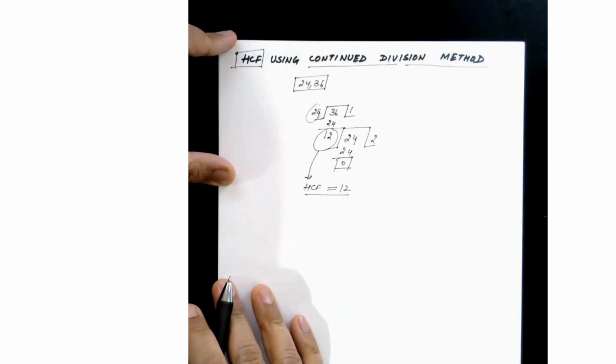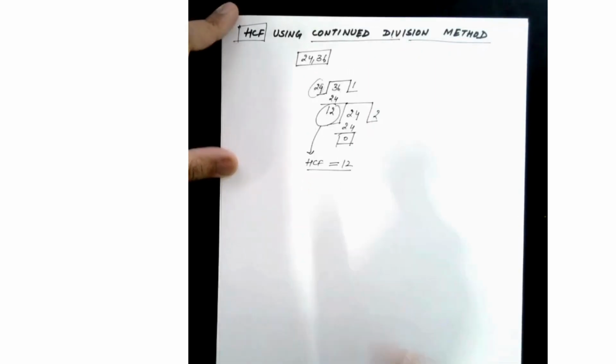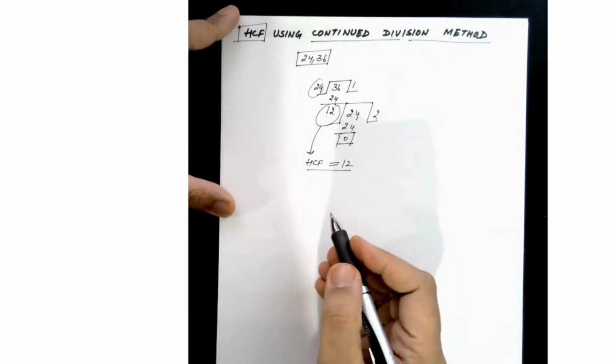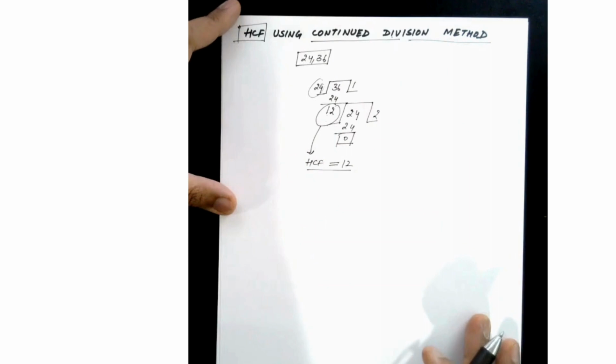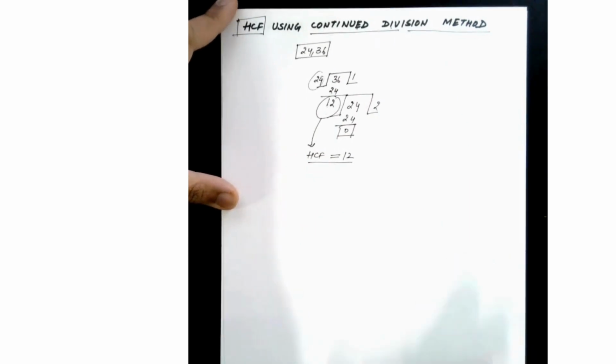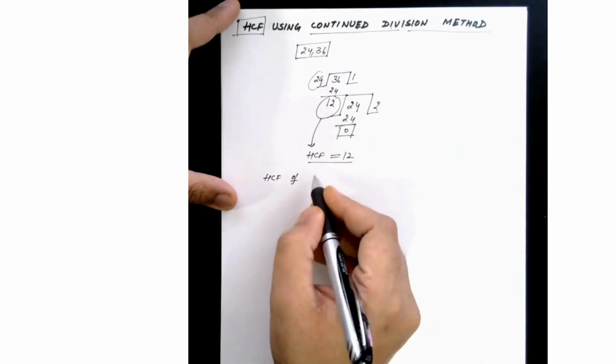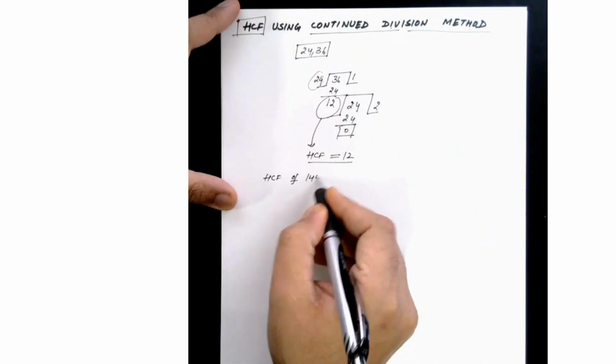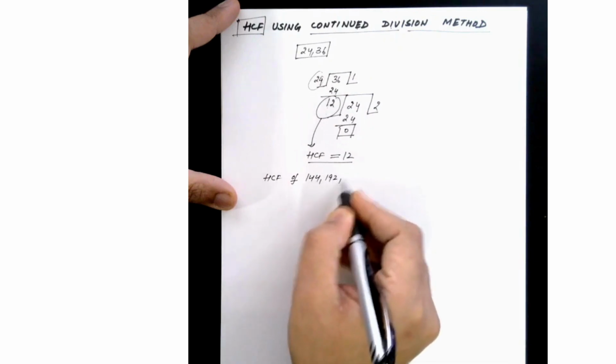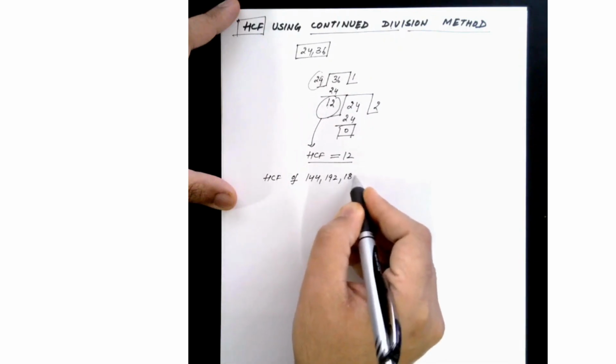So this is the continued division method to find the HCF. So if we use the similar method to find the HCF of the earlier example, which was 144, 192 and 180.